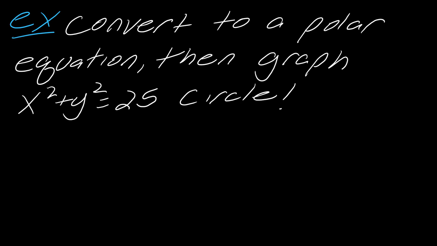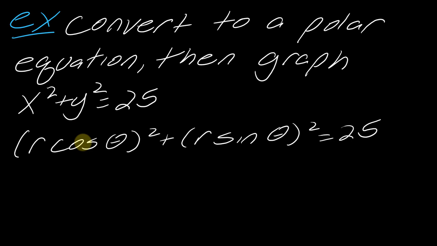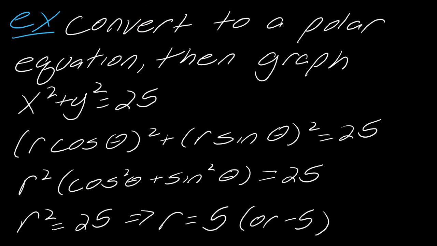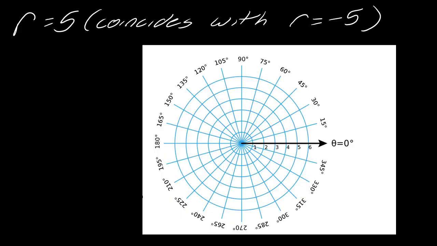Okay, so first of all, I just want to note this is a circle. If I make the replacements with x and y, I notice right away that I can factor out the r squared, and then I'm left with cosine squared plus sine squared. This equals 1, so this all boils down to r squared equals 25. And so I can rewrite that as r equals 5 or r equals -5. Remember, it doesn't matter if your r is positive or negative. So when I go to graph this, I know that r equals 5 coincides with r equals -5. Doesn't matter.